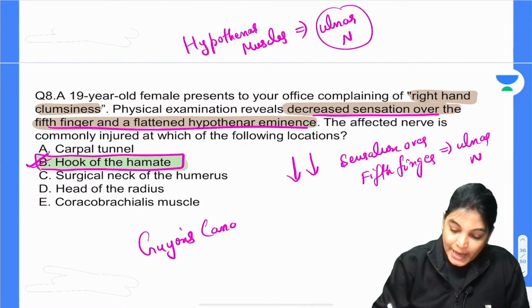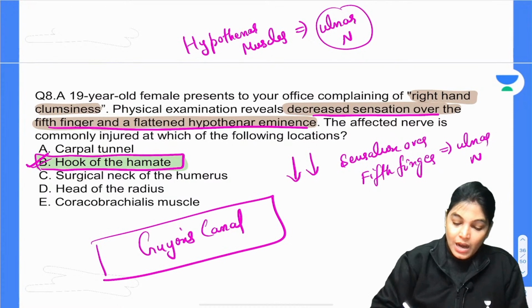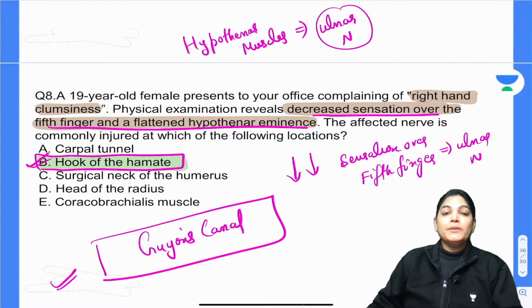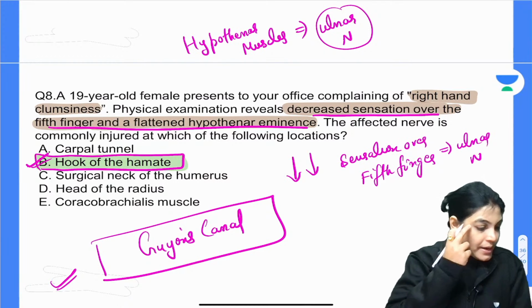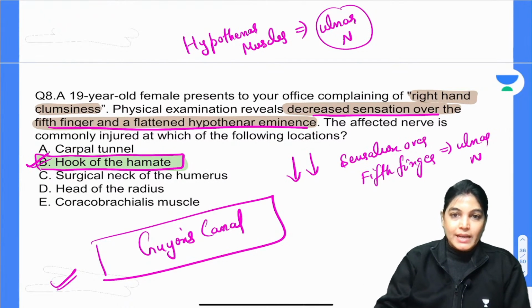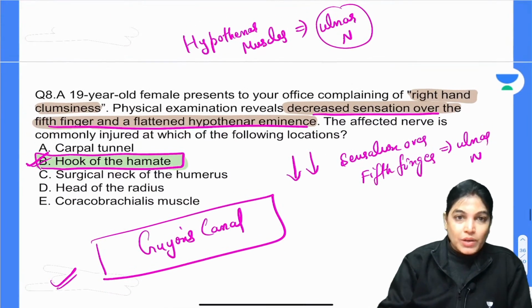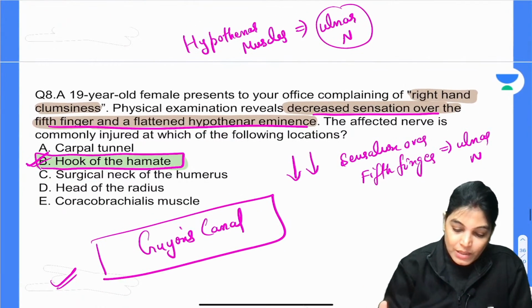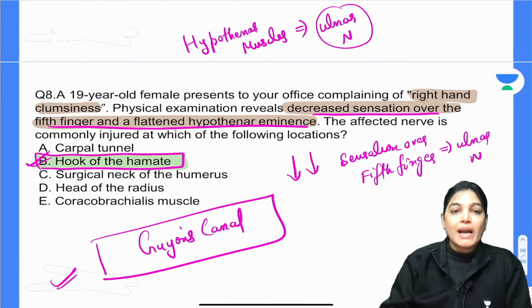the Guyon's canal, if you remember, is an important anatomical landmark where there can be compression of the ulnar nerve. Okay, Guyon's canal is the important landmark or area where the nerves can be compressed. So we have got hook of Hamate as the correct answer. Let me show you further explanation, so I am going with the further explanation about details of the Guyon's canal.